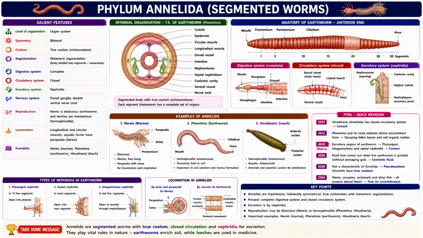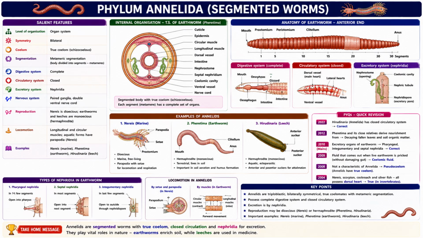You can see the internal organization in the cross section of the earthworm, Pheretima. The outermost layer is cuticle followed by epidermis, circular muscle, longitudinal muscle. There is a dorsal vessel, intestine, nephrostome, septal nephridium, coelomic cavity, ventral vessel, and nerve cord. Segmented body with true coelom, schizocoelous. Each segment, metamere, has a complete set of organs. The anatomy of the earthworm has been also shown in the picture. Prostomium is first, peristomium, then comes the clitellum, and then the anus. Nearly 30 segments can be seen there.